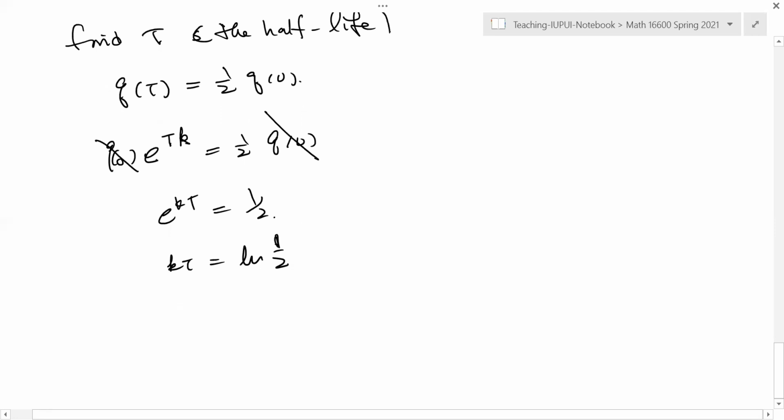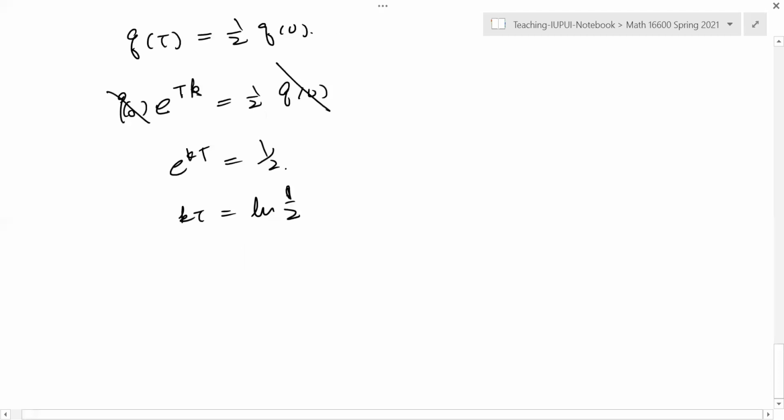So sometimes you're not told it's half-life. You say at what time the population is reduced to 10% of the original quantity. It's a similar idea. Instead of 1/2, there'll be 10%, 0.1, okay, of the original quantity. Right, so let's solve the problem here.